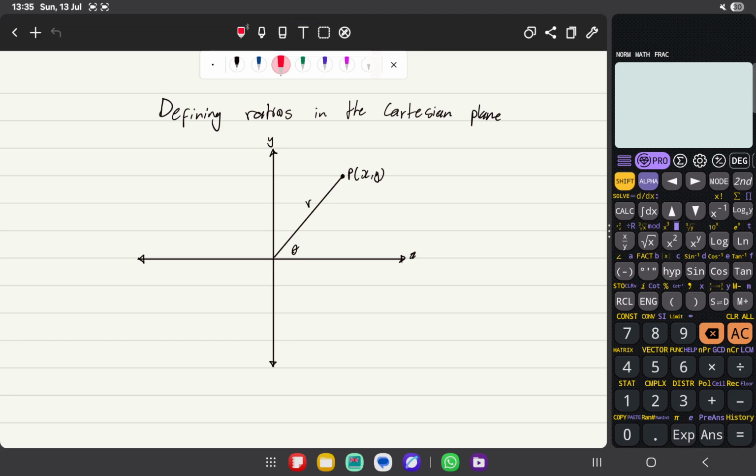What we're going to do right now is use the Cartesian plane to define the trigonometric ratios. We already did define the trigonometric ratios, but now we are just using the Cartesian plane to do that. And this is how it is done.